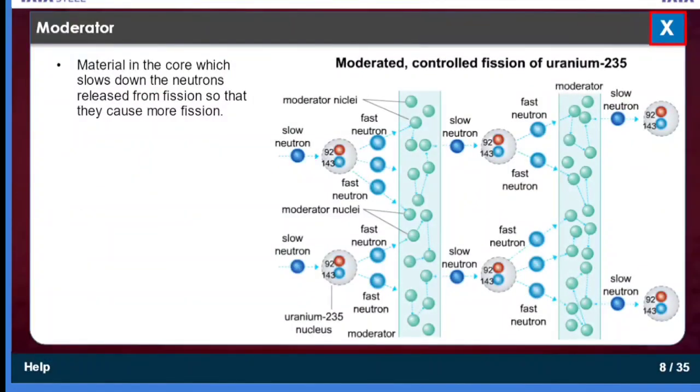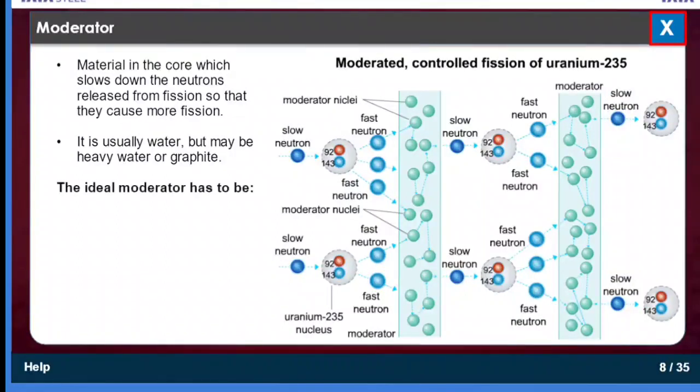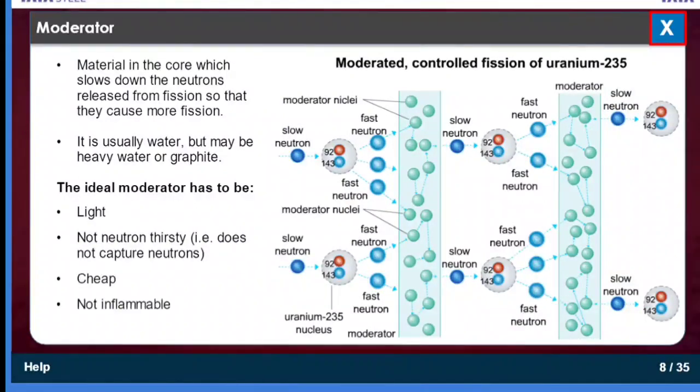Moderator: material in the core which slows down the neutrons released from fission so that they cause more fission. It is usually water, but may be heavy water or graphite. The ideal moderator has to be light, with atomic mass comparable to neutron mass for efficient slowing down; not neutron thirsty, that is, does not capture neutrons; cheap; and not inflammable.